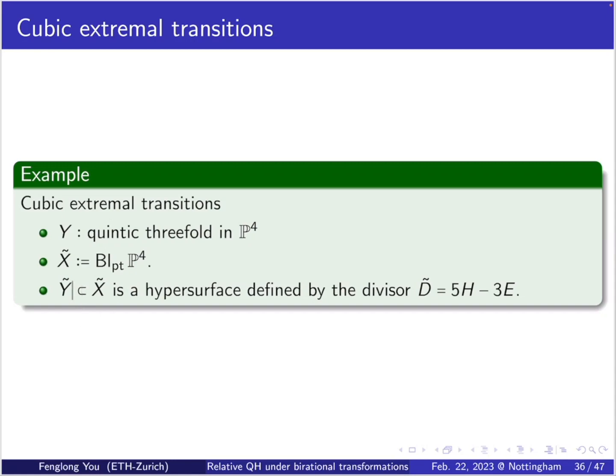I can see that it's quite similar to the setup that we have. My X tilde is a blow-up of P4, and it's a birational transformation. Then we look at the divisors on the hypersurfaces, and these hypersurfaces are related by extremal transitions.